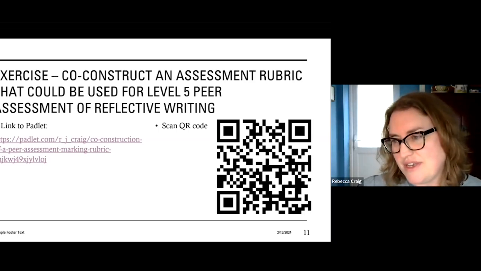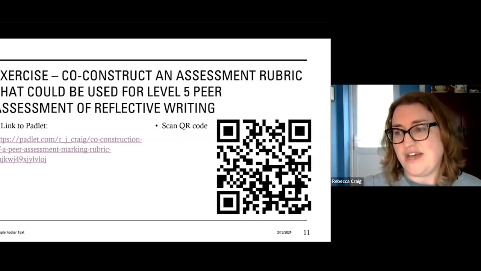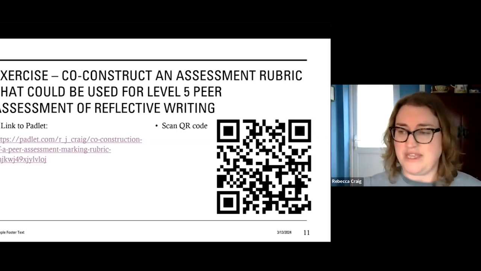Outline how academic writing. Yeah, good. So how academic writing and reflection are developed over the course of the degree. So it's showing really good scaffolding, so that can then support them when they do their level 6 work.